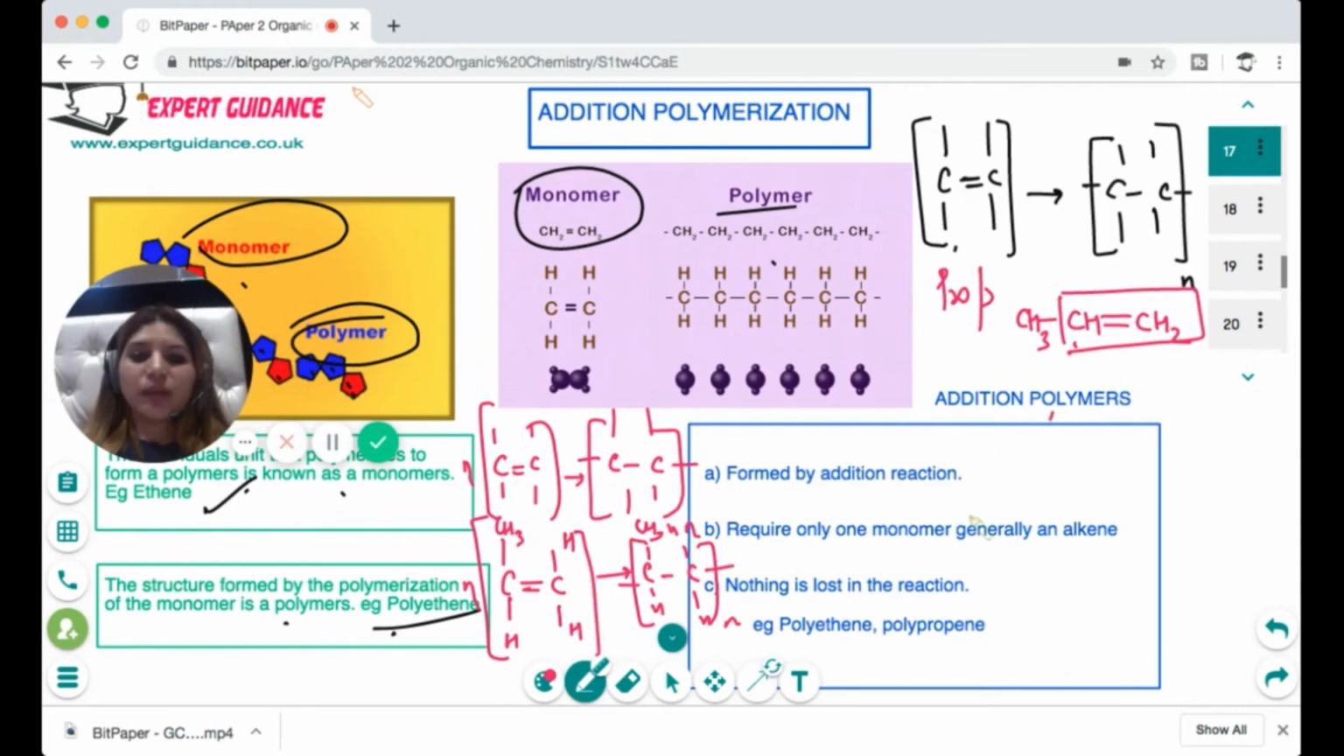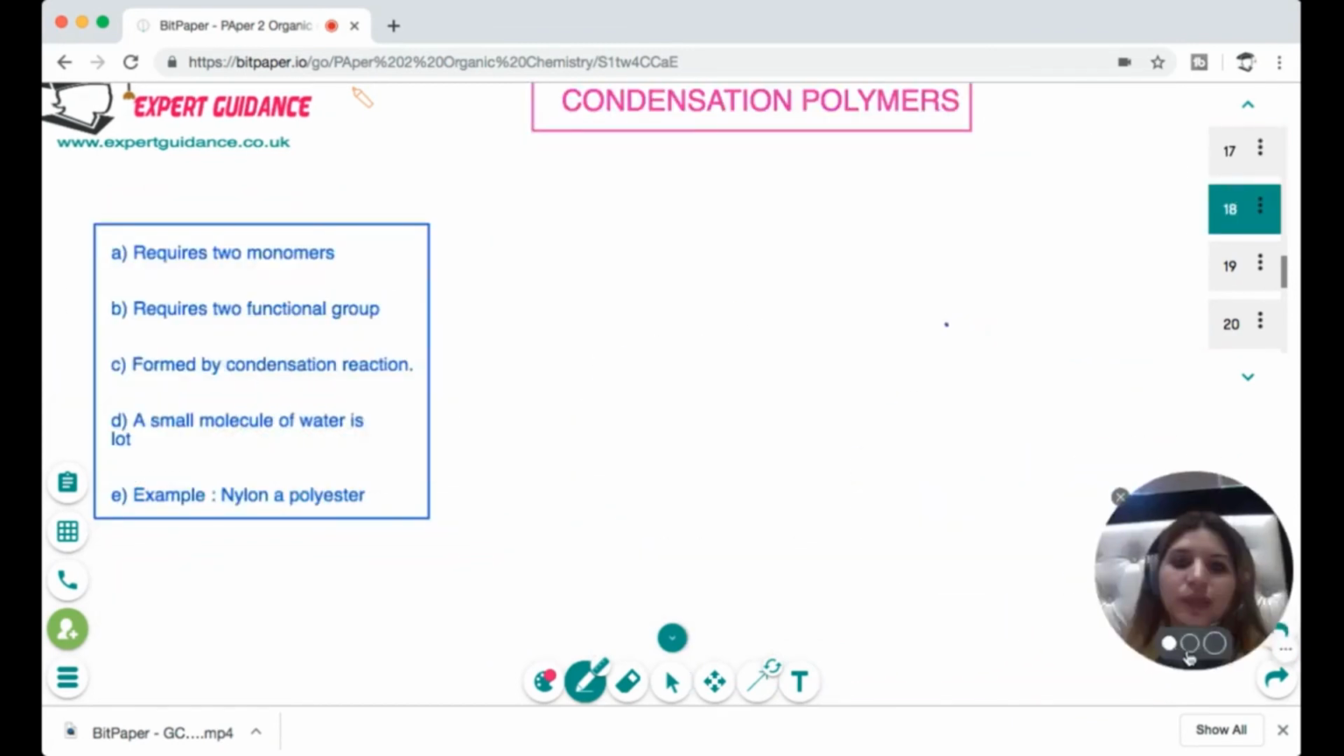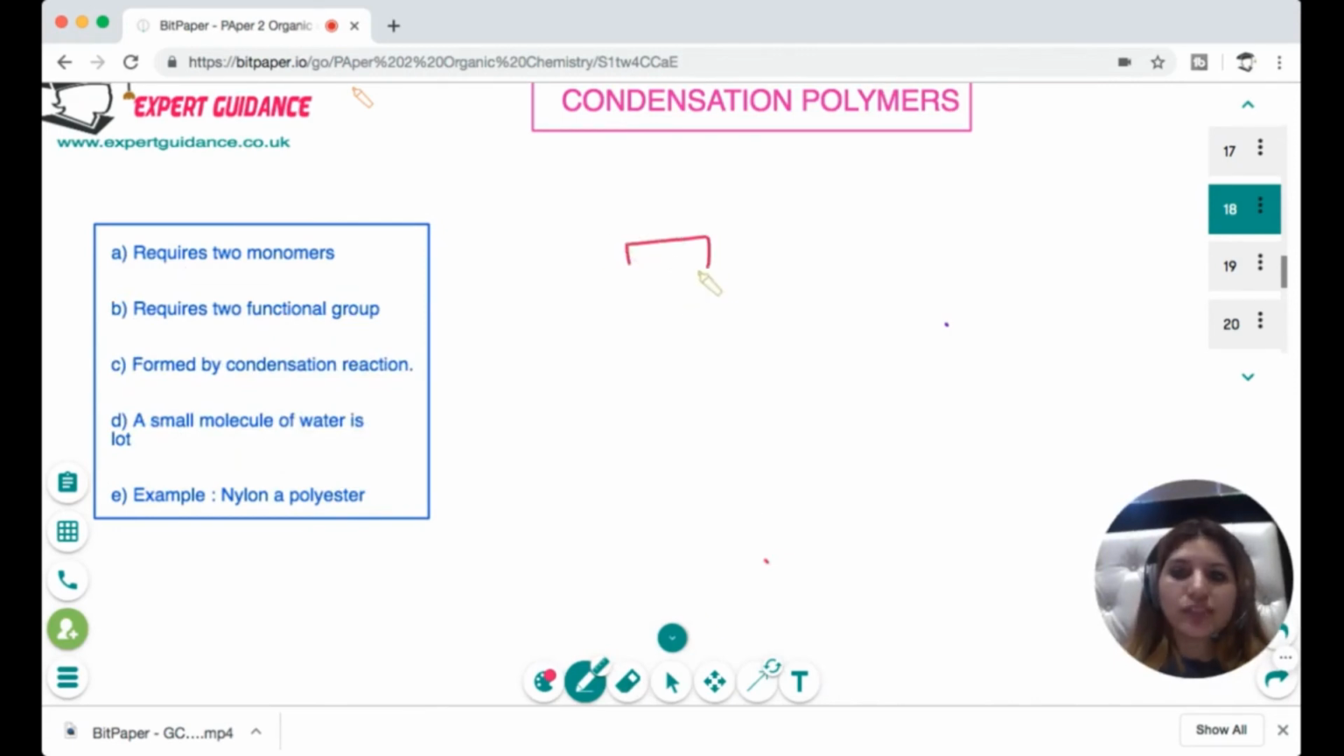So addition polymers are formed by addition reaction. They require only one monomer, generally an alkene. Nothing is lost in the reaction, for example polyethene and polypropene. The other type of polymerization is the condensation reaction. It requires two monomers and two functional groups.